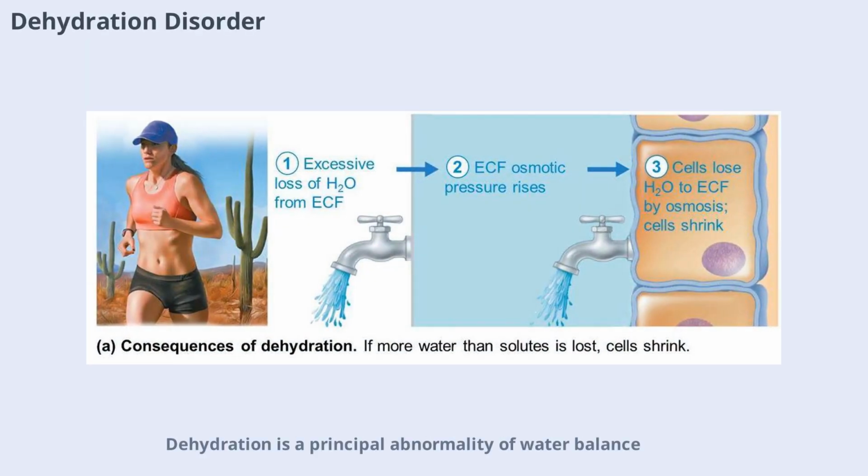Dehydration is a principal abnormality of water balance, characterized by extracellular fluid water loss. Signs and symptoms include a cottony oral mucosa, thirst, dry flushed skin, and oliguria.